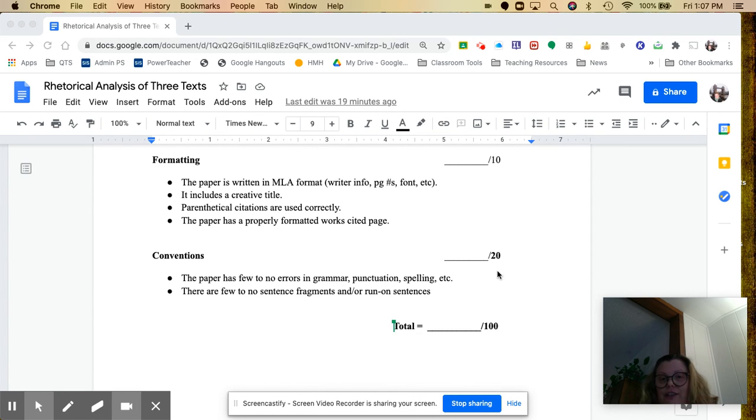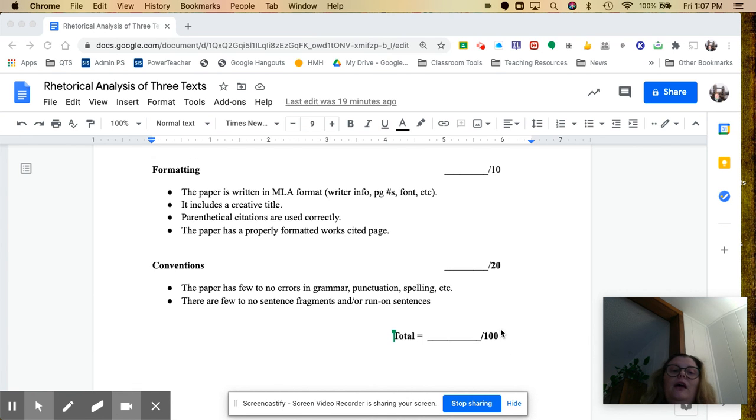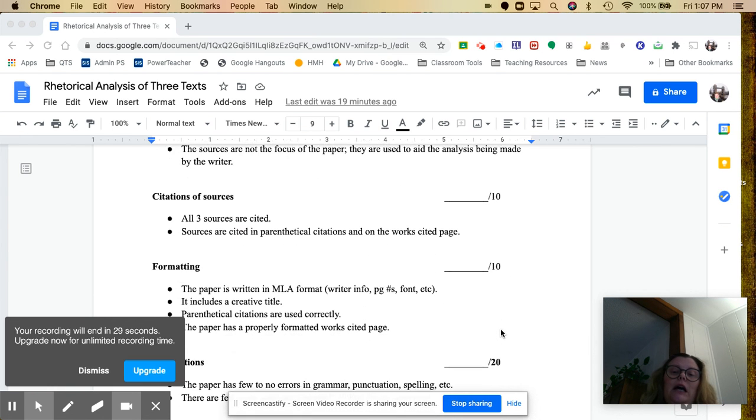Then the conventions, that's worth 20 points. So, paper has few to no errors in grammar, punctuation, spelling, etc. There are few to no sentence fragments and or run-on sentences. Okay, so altogether, that's 100 points. So this is a pretty big assignment.